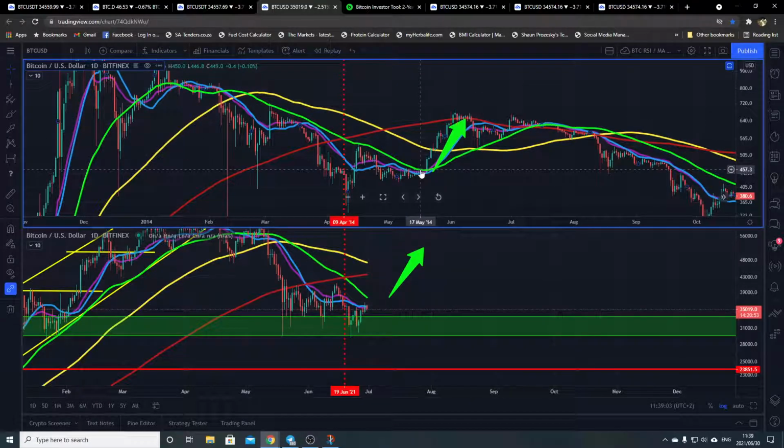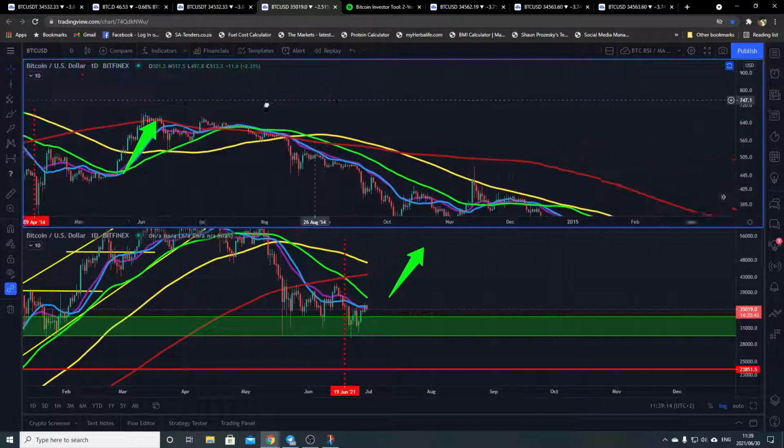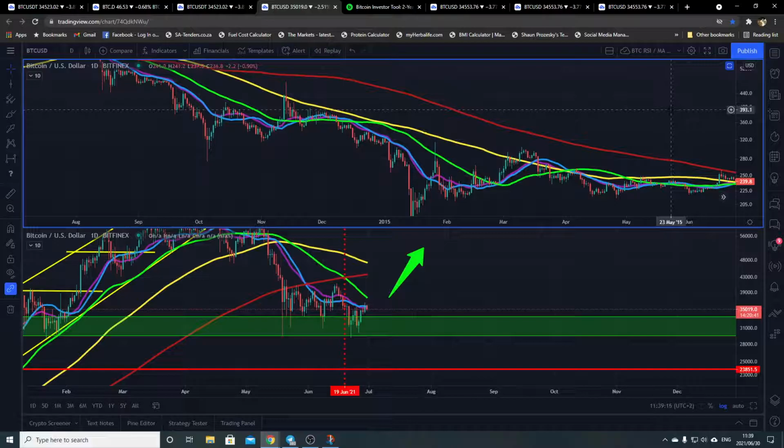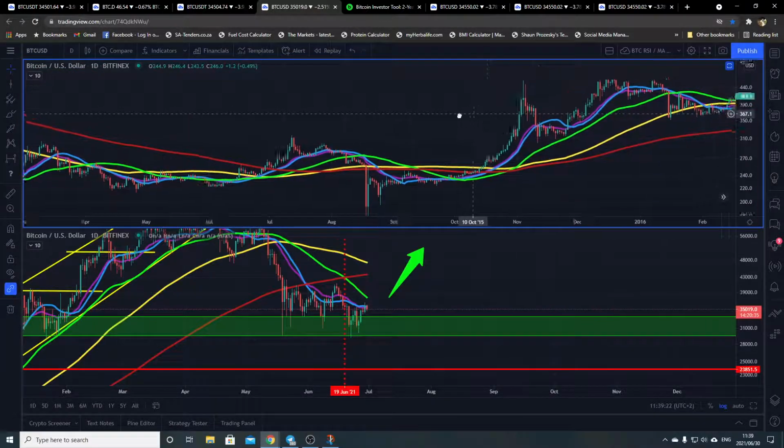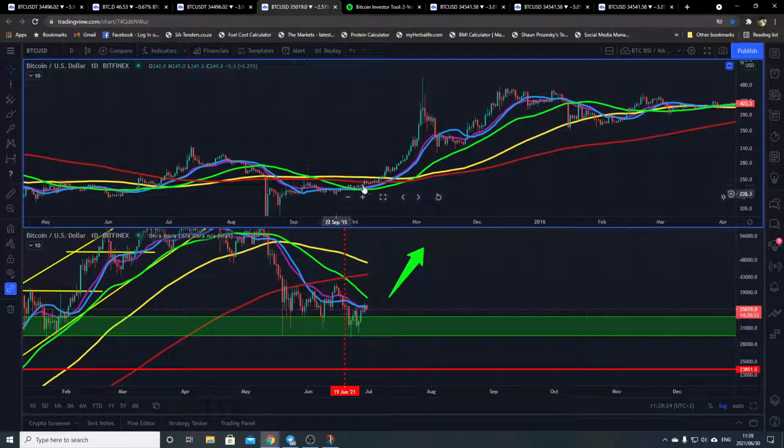Okay, and the 50 MA also needs to be above the 200 MA as well as the 100 MA, which is this yellow line over here. Now, if we go a little bit across here, we got a spiral down, which was our bear market. Okay, then we started to come right over this side here. Now what happens? Have a look there.